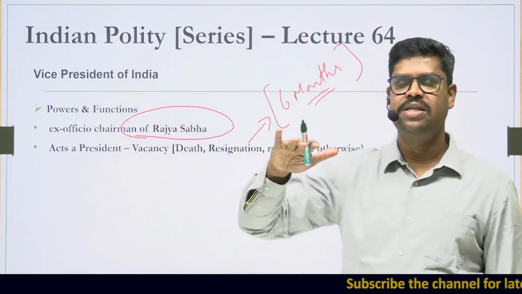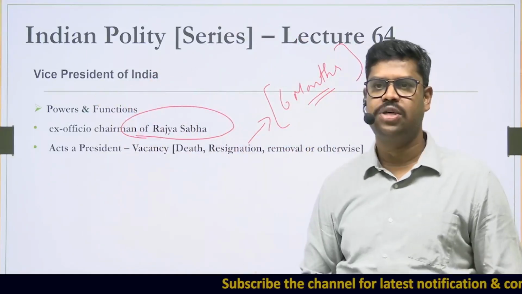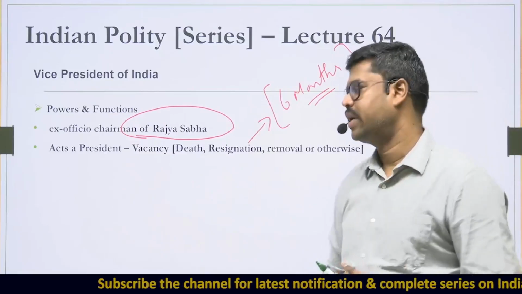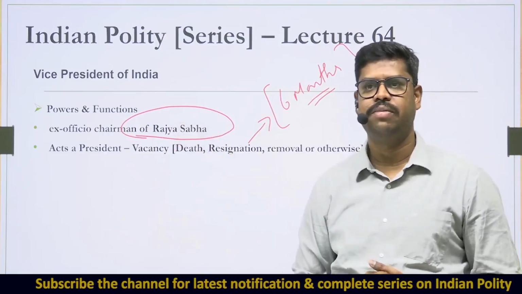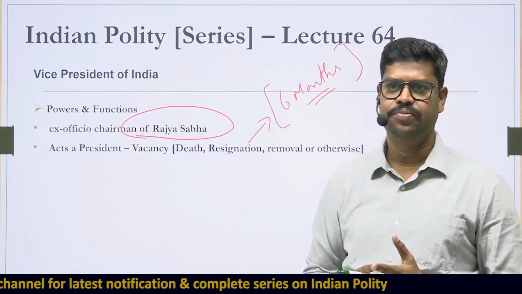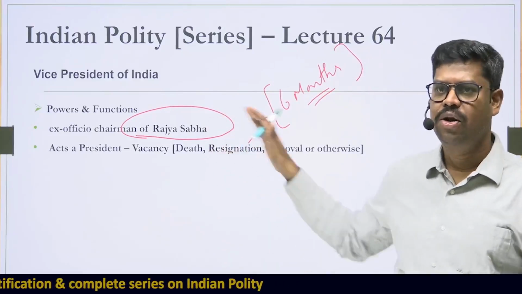If the new president is elected, then automatically the vice president again acts as the ex officio chairman of Rajya Sabha. But if the president is there, his normal function is to act as the ex officio chairman of Rajya Sabha, nothing more than that. So this is what basically you will have to understand. All right. These are some important constitutional dimensions that you will have to keep in your mind.